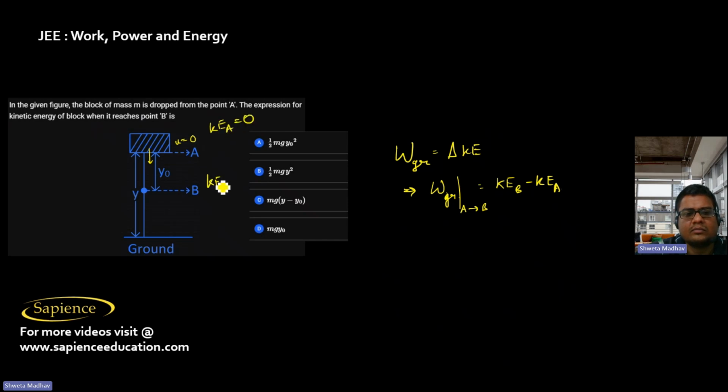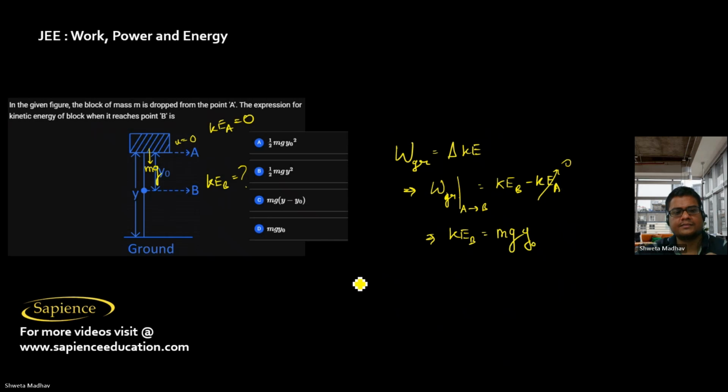So kinetic energy at the point B, that is being asked, is equal to work done by gravity from A to B. So gravity, the weight, that is mg. So the work done will be mg into y naught, since the displacement from A to B is y naught only. So mg into y naught. So option D is the correct answer.